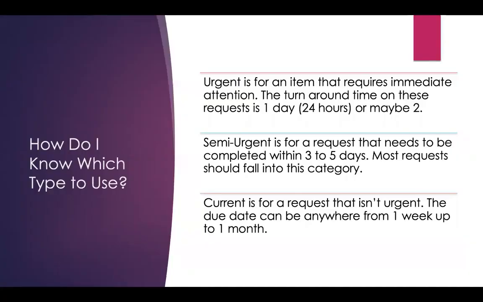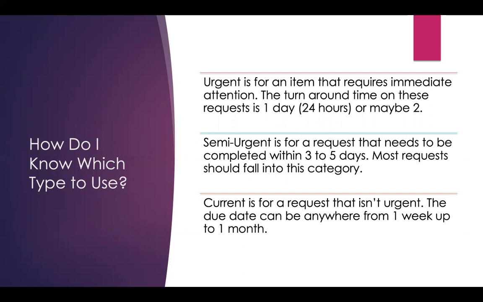So how do you know which type of workflow sheet to use? We have a couple of different types, and we have priority levels. Urgent is when you have an item that requires immediate attention. The turnaround time on these requests is 1 working day or maybe 2. Semi-urgent is when you have a request that needs to be completed within 3 to 5 business days. And the majority of requests will fall into this category.